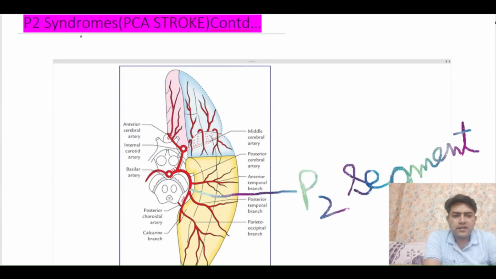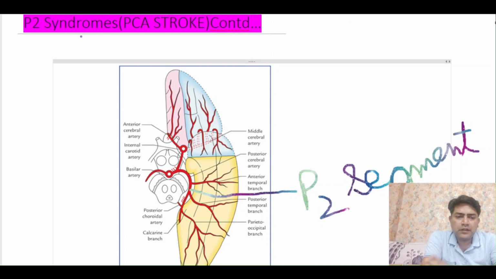Now, in this figure, you can see that the P2 segment has the cortical branches which are supplying the temporal lobe and the hippocampus, and the occipital lobe. As you know, the occipital lobe deals with our visual senses. It has the visual cortex and the visual association areas. The temporal lobe and hippocampus deal with the memory part.